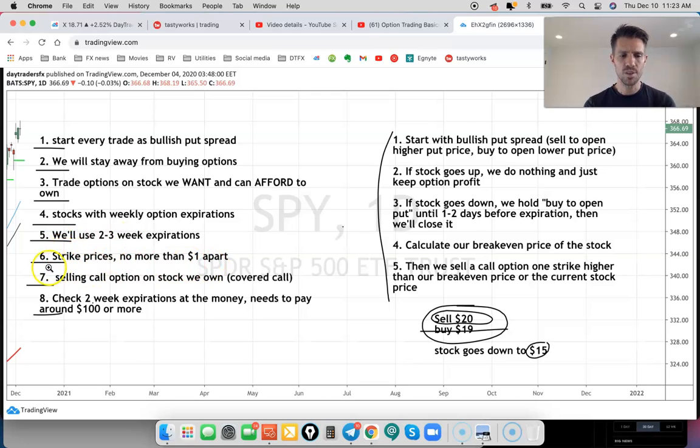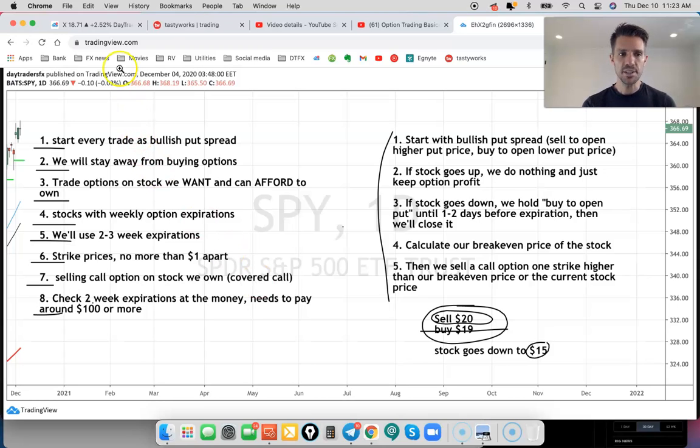Strike prices, no more than $1 apart. That's big. We talked about that. We're going to talk about setting up this strategy with 2 to 3 week expirations. That'll be good. If these option trades go against us, we turn them into covered calls, and we do a bit of that.